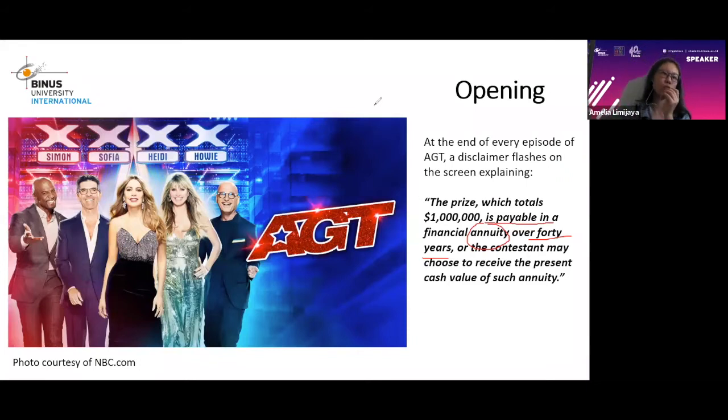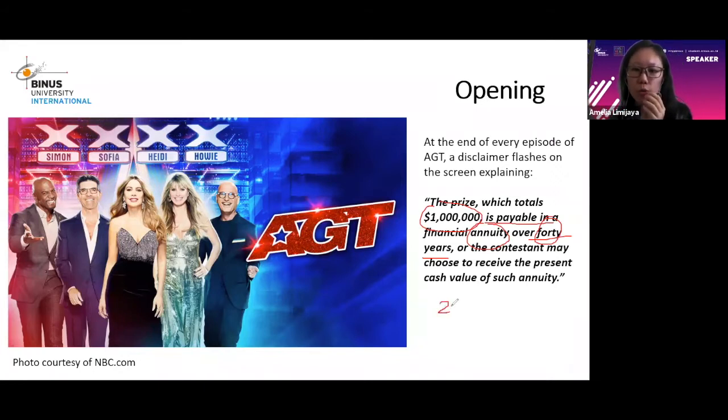The winner gets to choose how they're going to receive the $1 million prize money. The first is to receive it over 40 years, an equal sum of money each year. So if I divide $1 million by 40 years, how much will I get? Use your calculator or Microsoft Excel if you don't have your calculator with you. 25,000, yes, thank you.